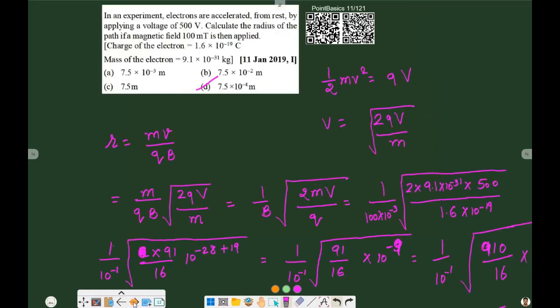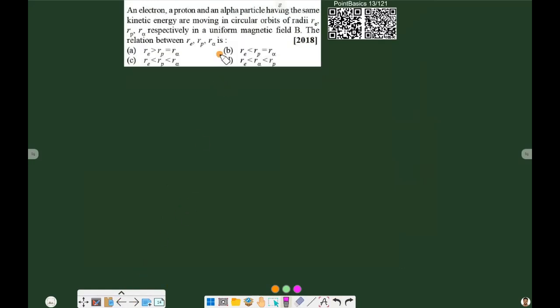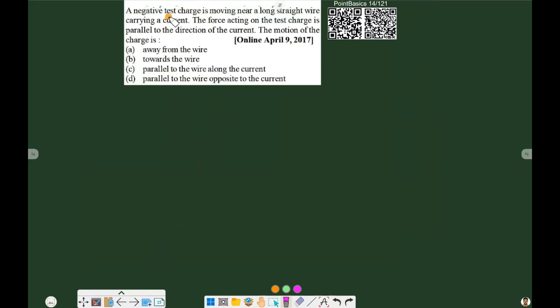Oh, that was question number 13, so it was option B. A negative test charge is moving near a long straight wire carrying a current. The force acting on the test charge is parallel to the direction of the current. The motion of the charge is... So suppose we have a wire.